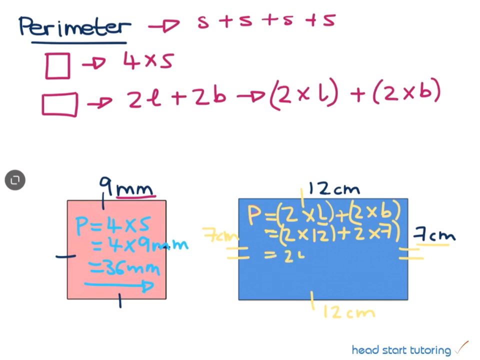And we end up with 24 plus 14. And that gives us an answer of 38. And we remember our measurement is centimeters. So the perimeter of our rectangle is equal to 38 centimeters.